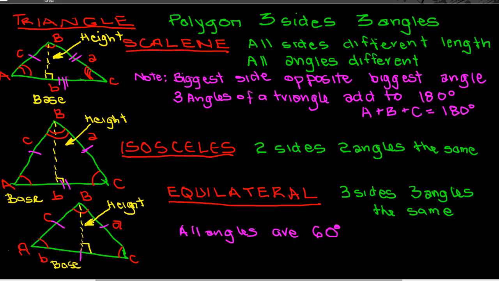And again, the height is perpendicular to the base, as shown here. So all the angles have one circular arc, indicating they're all the same size in red, and all of the sides have one single magenta tick, indicating that they are the same length.